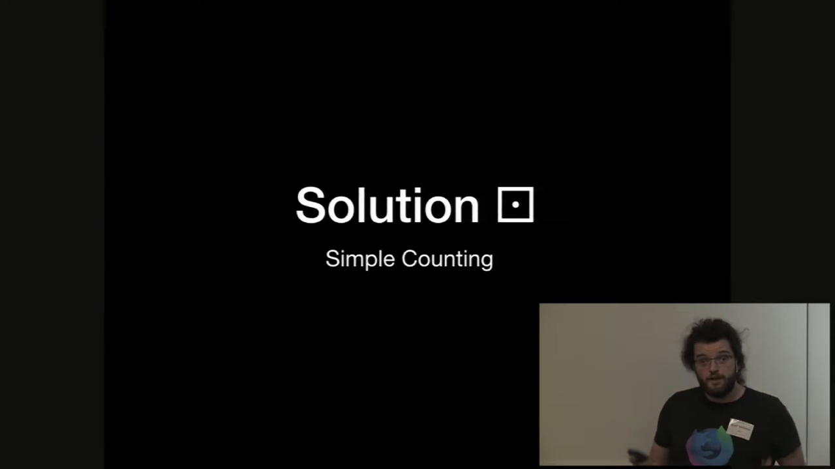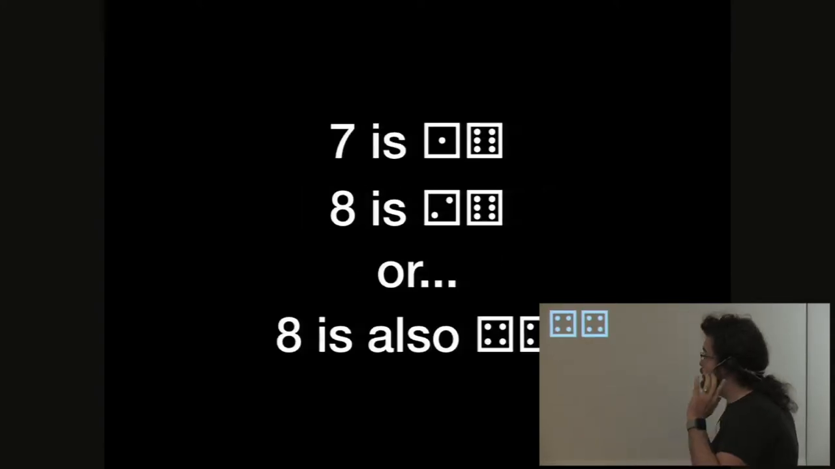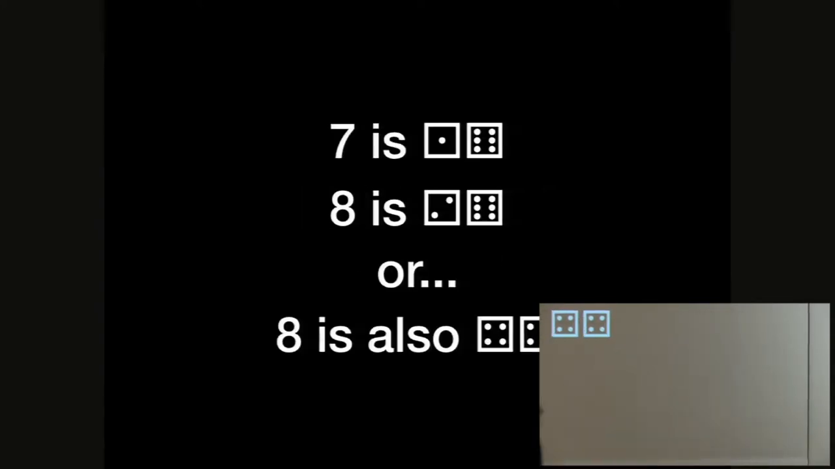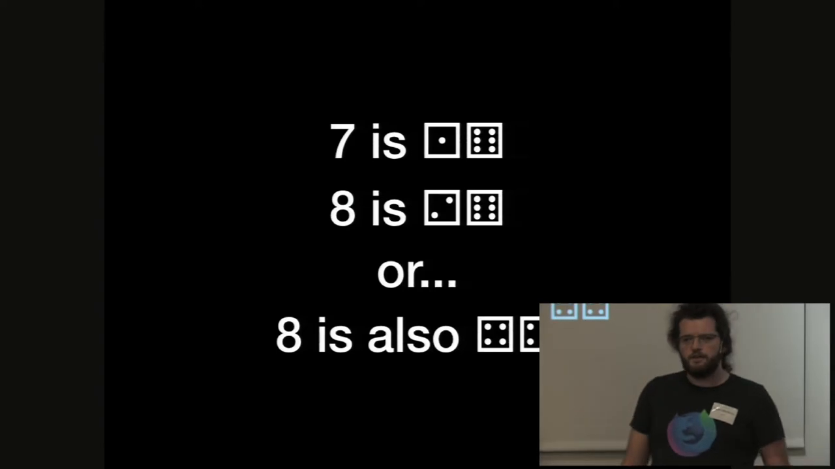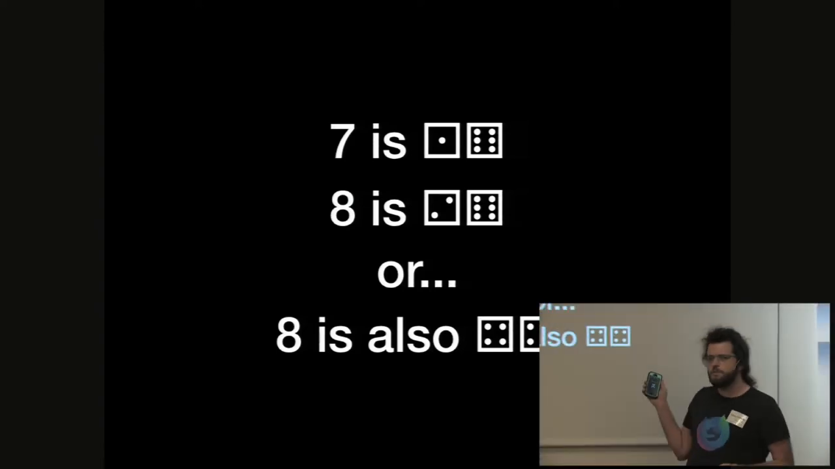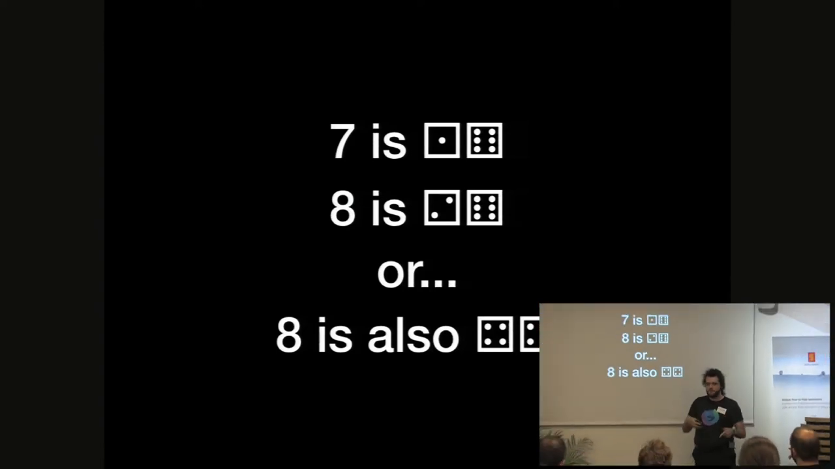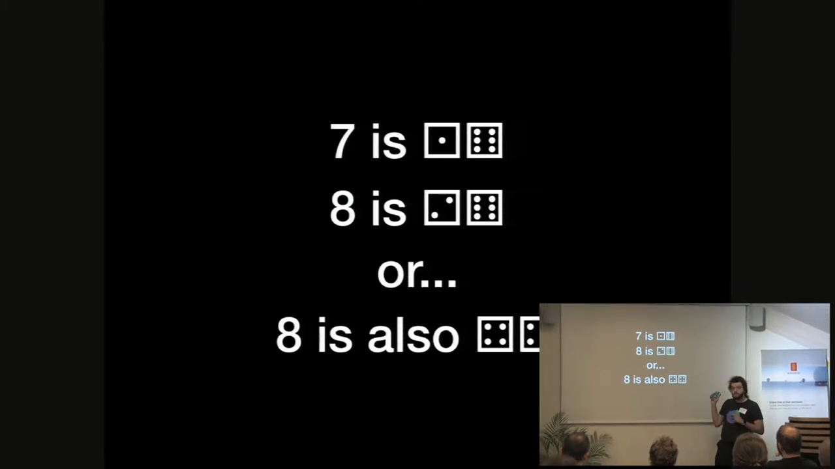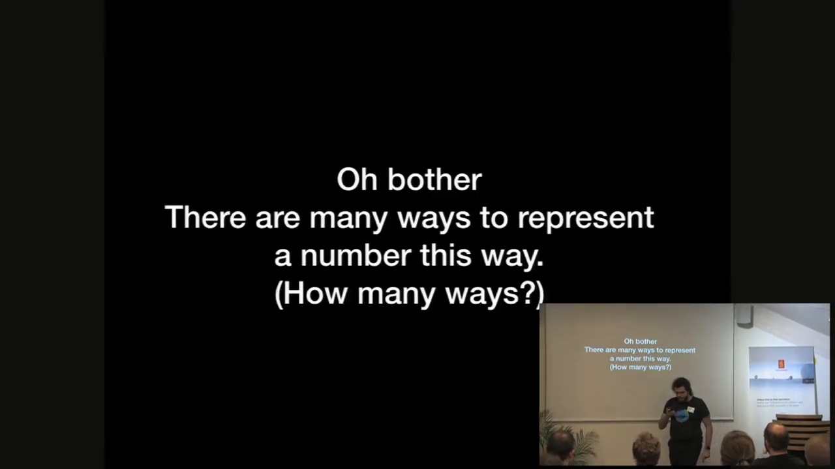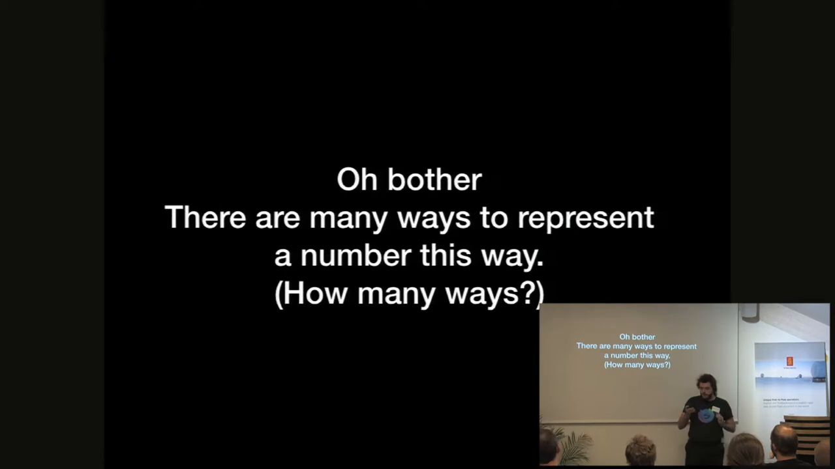Well, the naive way of doing that is you could just count them. So 7 is a 1 and a 6, and 8 is a 2 and a 6, except also you could do it with a 4 and a 4. Actually, how many ways are there of representing all of the numbers using dice, using addition? That's actually a fun thing to find out. You're not going to find out here.